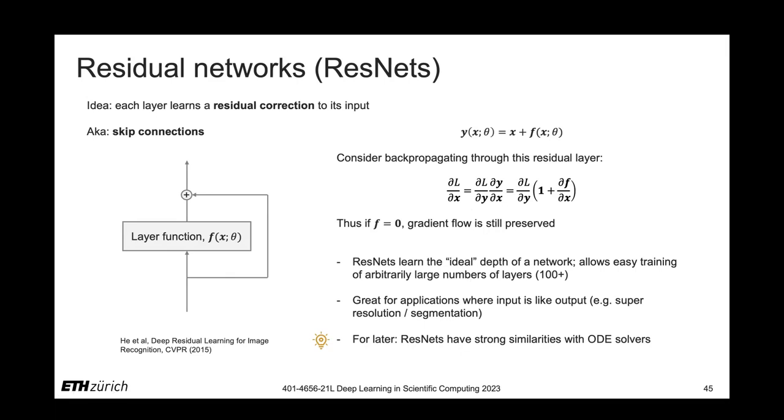And actually, the network itself can learn the depth that it needs because at some point it will just learn layers that are zero everywhere. It doesn't need to improve on its result. That's a really cool idea as well.